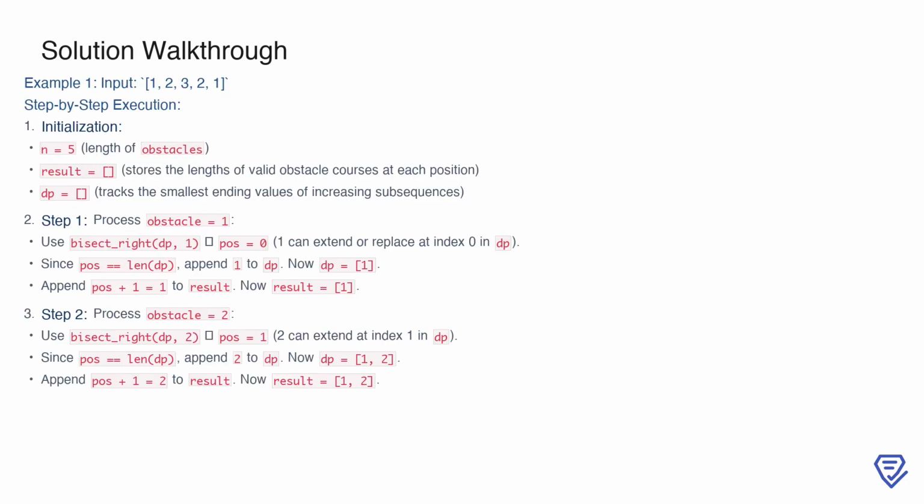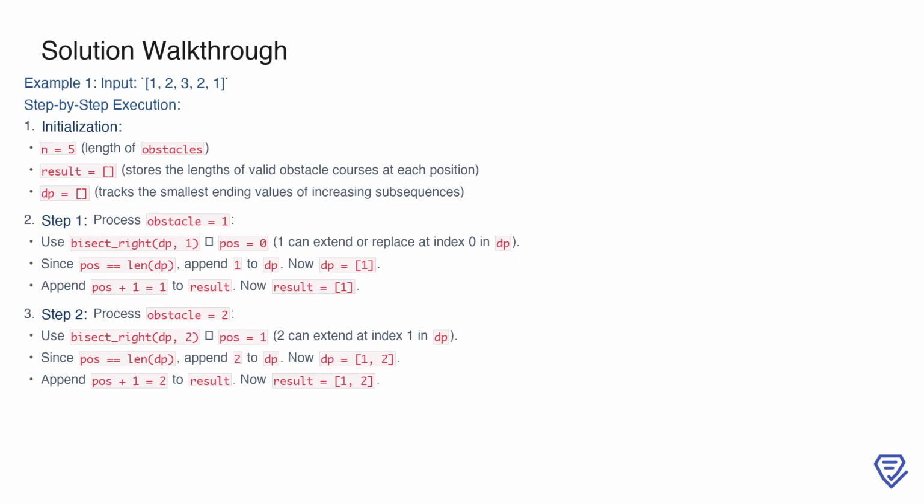In this example, we start with the input array 1, 2, 3, 2, 1. First, we initialize three variables: n as the length of the input array, which is 5, result as an empty list to store the lengths of the valid obstacle courses at each position, and dp as an empty list to track the smallest ending values of increasing subsequences. Now, for the first obstacle, which is 1, we use the bisect_right function on dp to find the position where 1 can be placed. The result is pos equals 0. Since pos equals the length of dp, we append 1 to dp, making it 1. We then append pos plus 1, which is 1, to result, resulting in 1.